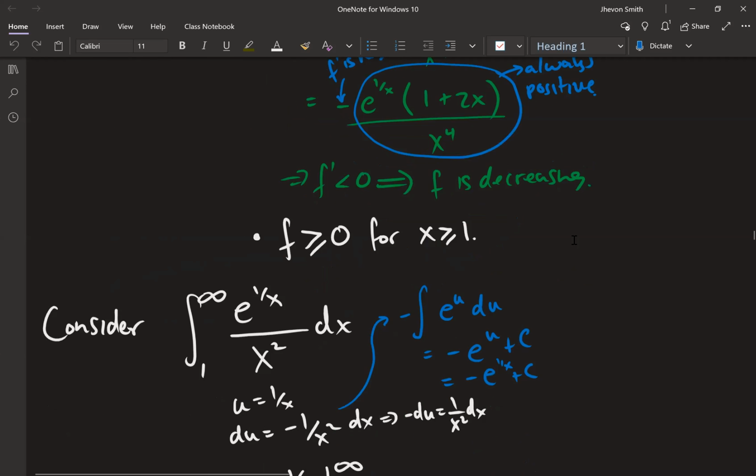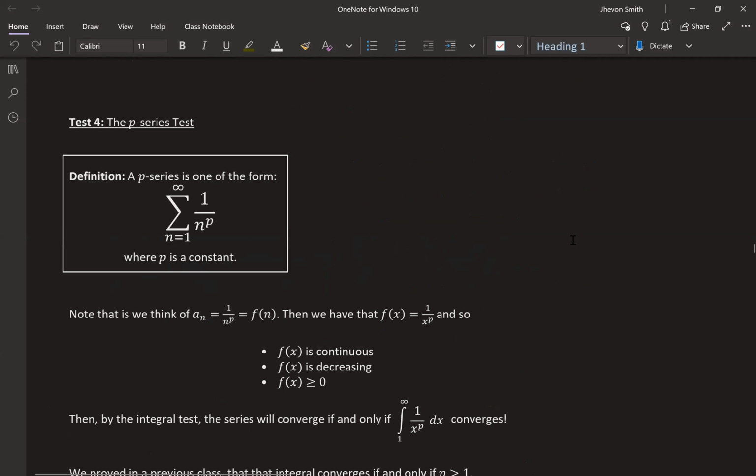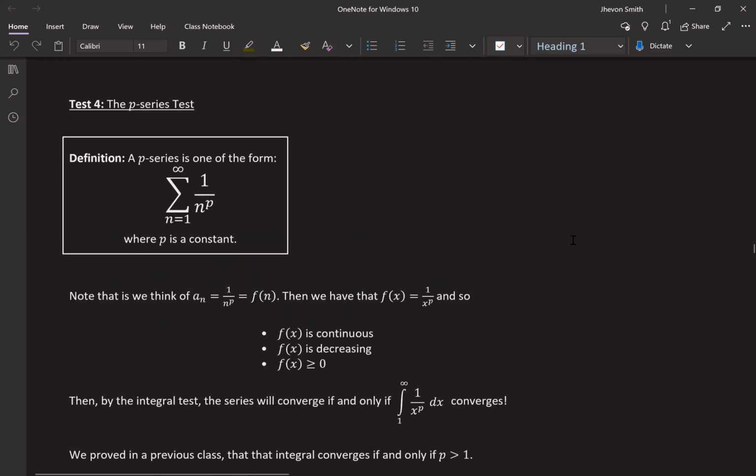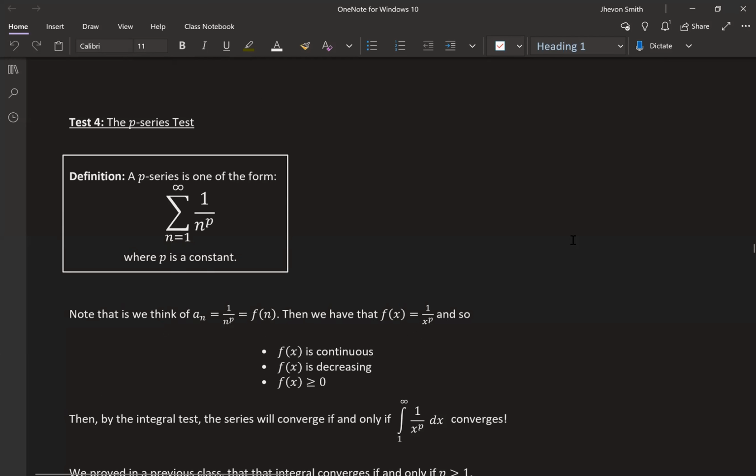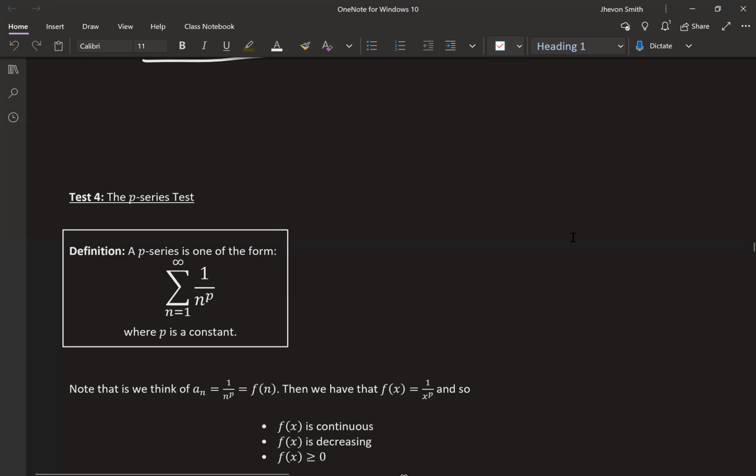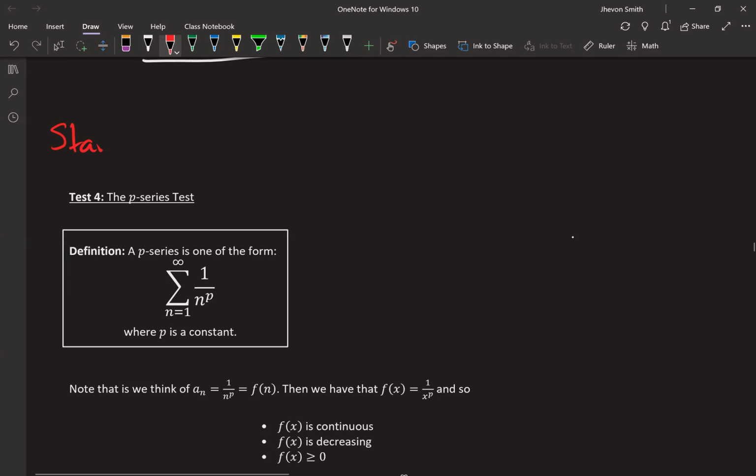So we did one example of that, which was fine. And we sort of ended with the P series. So that's where we're going to pick up, with the P series. So we started here on 622.